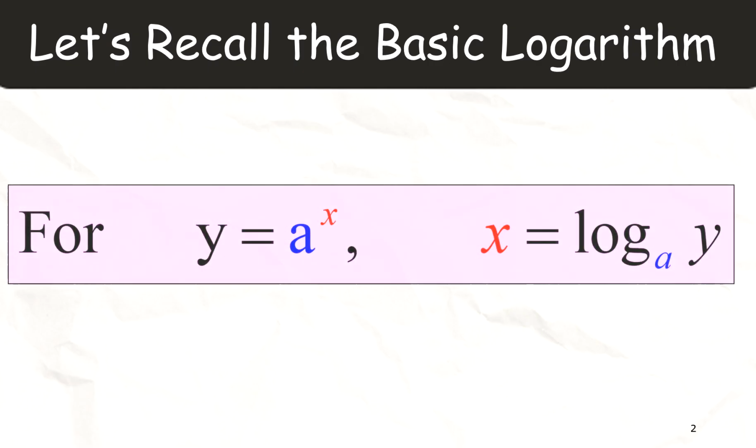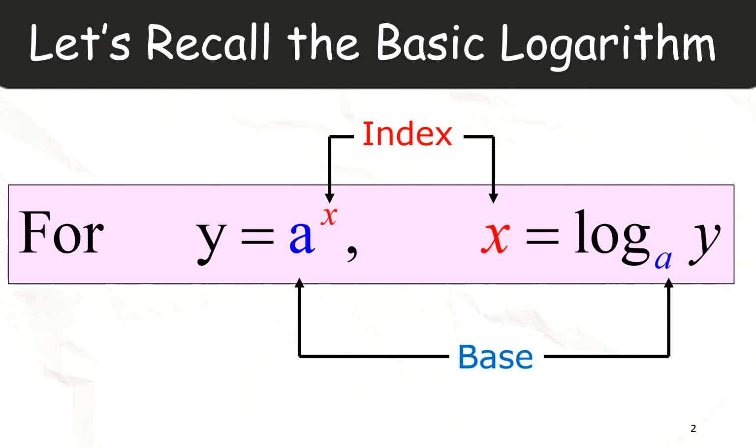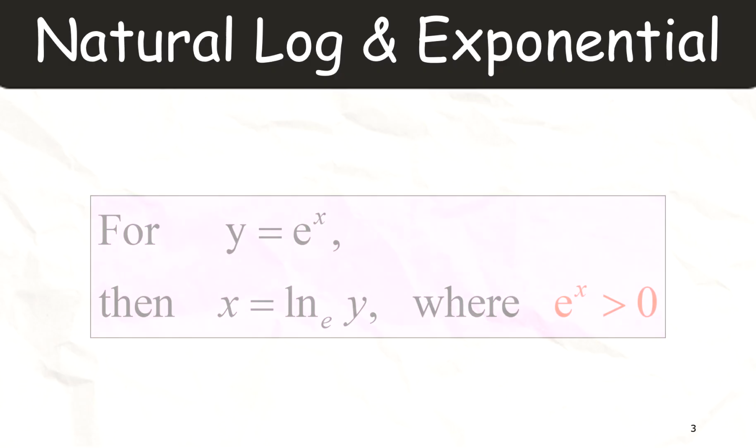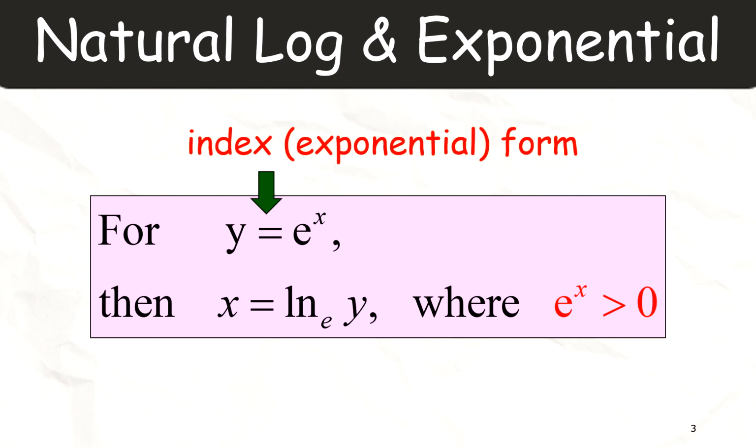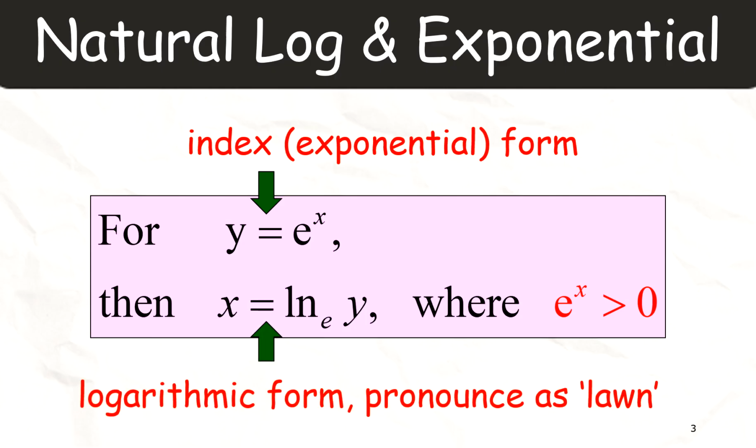So here is the basic logarithm that we should be familiar with, to be able to identify the index and also the base. To solve the equations, we must first be able to recognize the relationship between natural log and exponential function. So in this case, this is the exponential form, or we call it the index form. And we also have this as a log form. In this case, the natural log function is pronounced as ln.